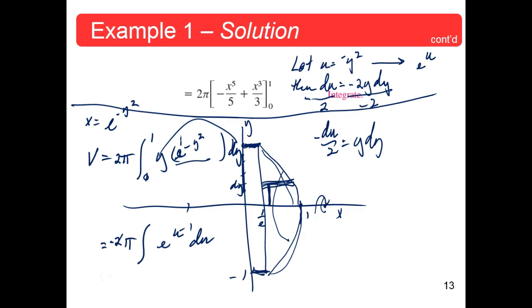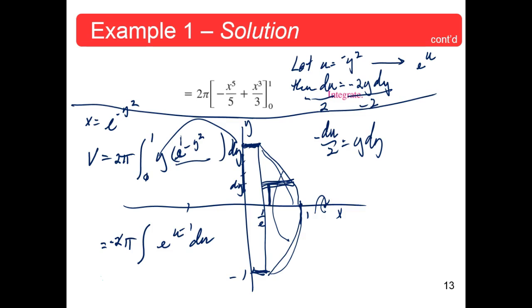Do the inner function of your e to the something or other, let that be your u. Let u equal negative y squared. Okay? Then take a derivative. du is negative 2y dy. Okay? Divide by negative 2 and you get negative 1/2 du. I should have written it that way. Is equal to y dy. So here's your y dy. That's negative 1/2 du. Well, the negative 1/2 wipes out the 2 here and makes it a negative.